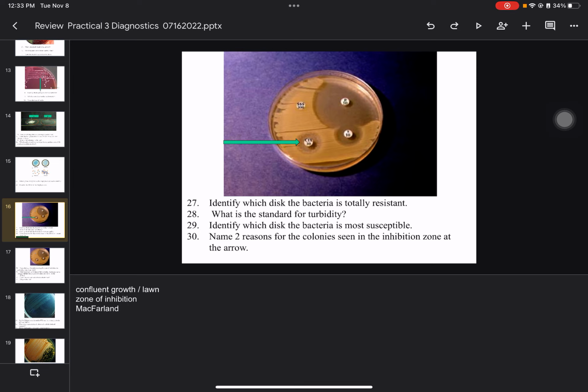False, because there's growth. What is that colony in the zone called? Starts with a B, ends with an H, has an R in it. Breakthrough! How quickly we forget and how quickly we remember when we start spelling those.